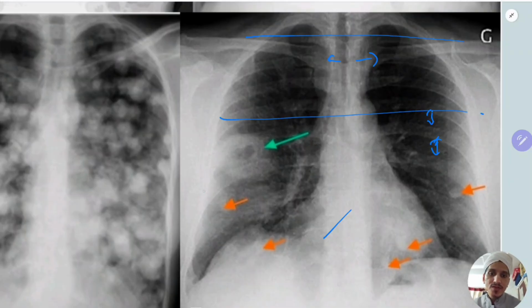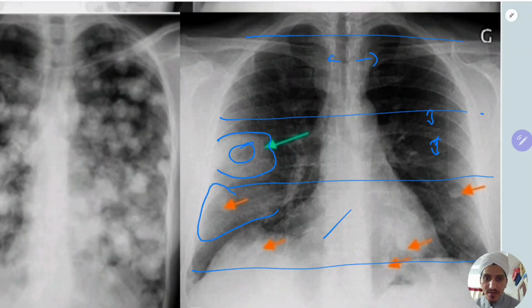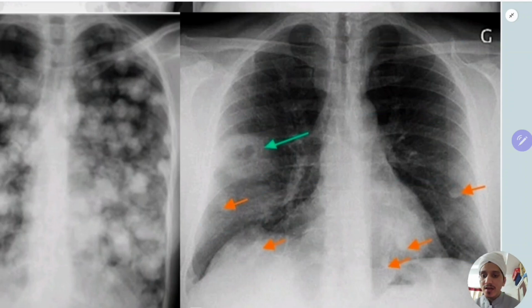Here you can see a mass, and here a cavity in the mass. Similarly, here you can see a mass, and here you can also see multiple nodules of different sizes, but this cavity is notable.